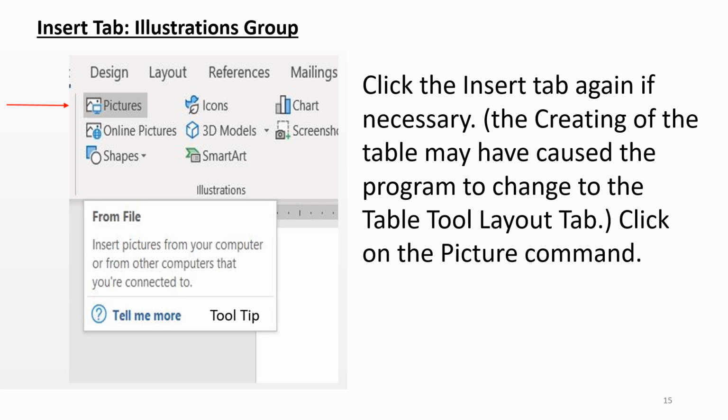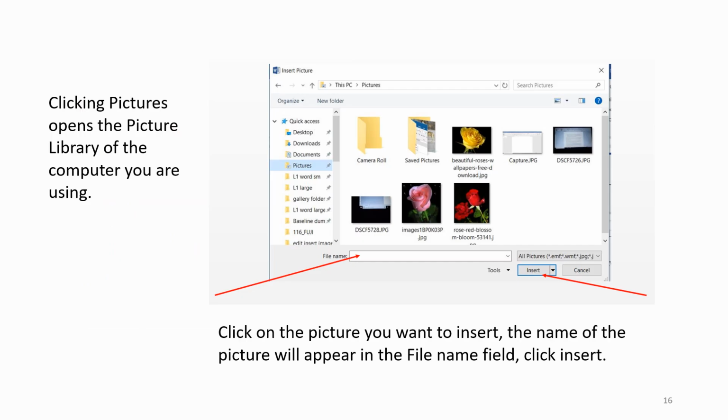Insert tab, Illustrations group. Click the Insert tab again if necessary. The creating of the table may have caused the program to change to the Table Tool Layout tab. Click on the Picture command. Clicking Pictures opens the picture library of the computer you are using. Click on the picture you want to insert.